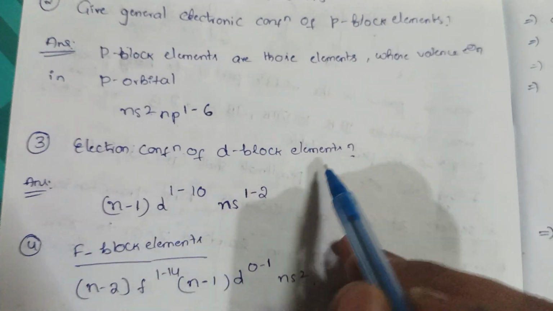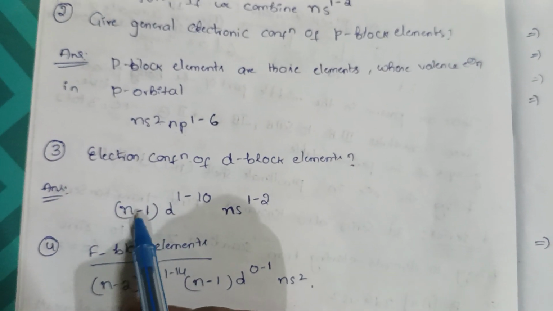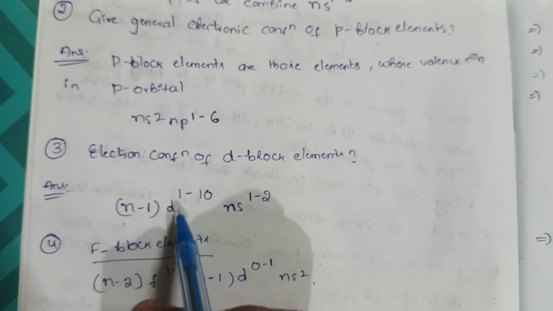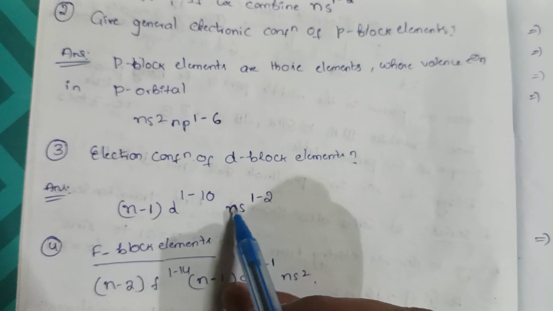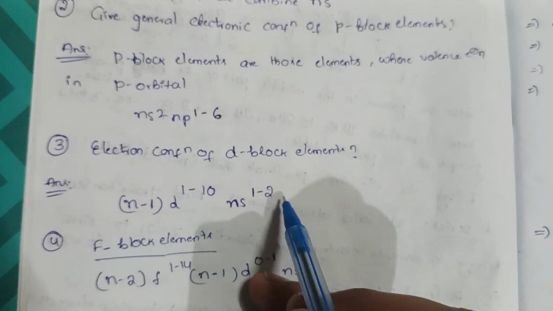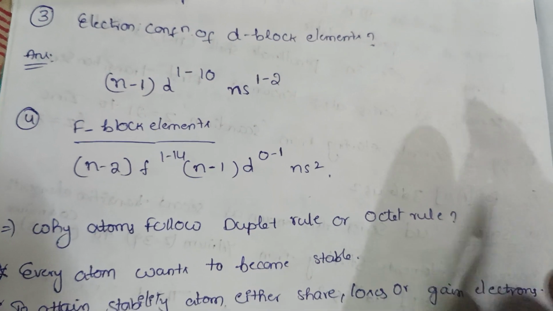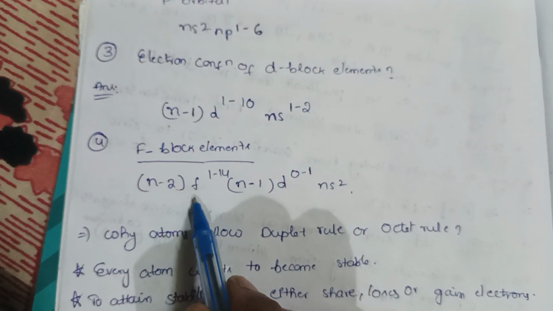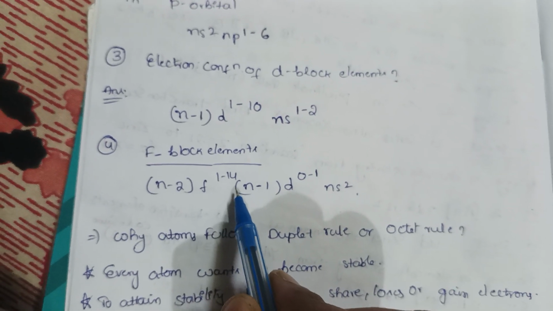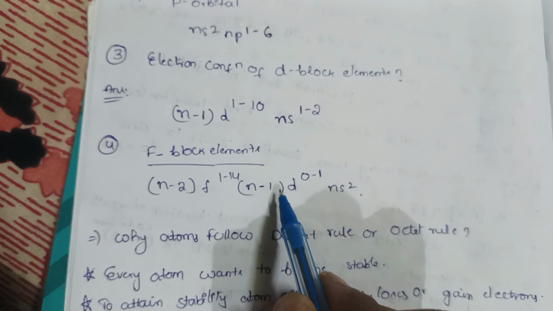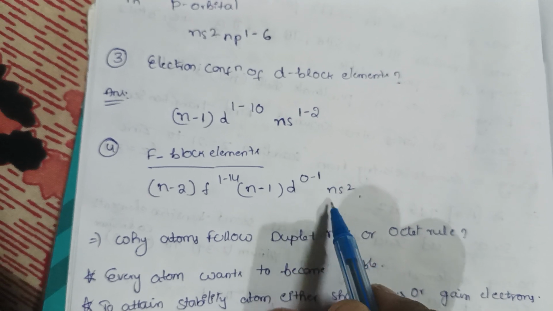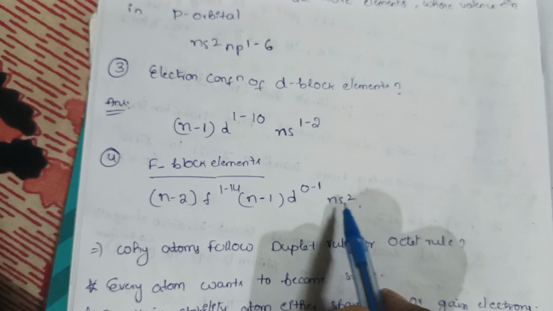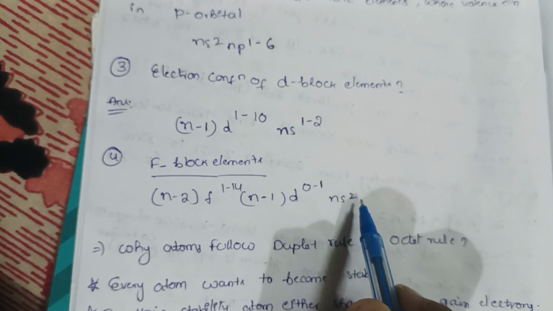Electronic configuration of d block elements: (n minus 1) shell, that is the penultimate shell d orbital, 1 to 10 electrons, and nth shell s orbital 1 to 2 electrons are present. For f block elements, (n minus 2) shell f orbital 1 to 14 electrons, (n minus 1) shell d orbital 0 to 1 electrons, and nth shell s orbital 2 electrons are present.